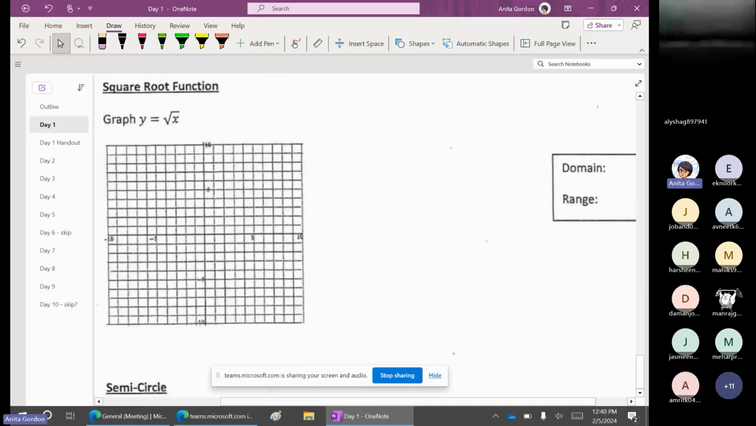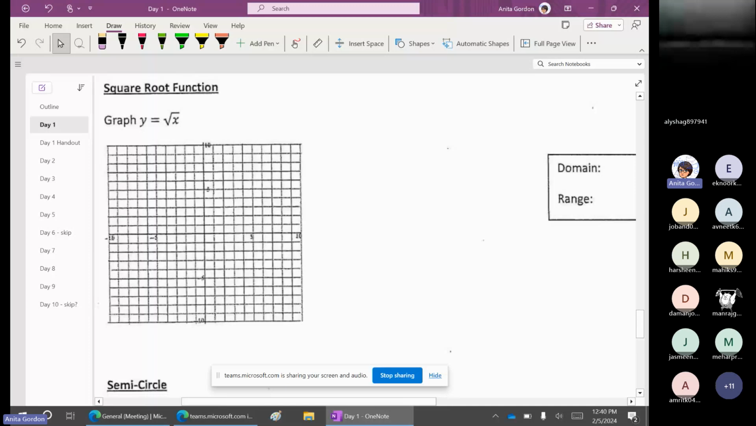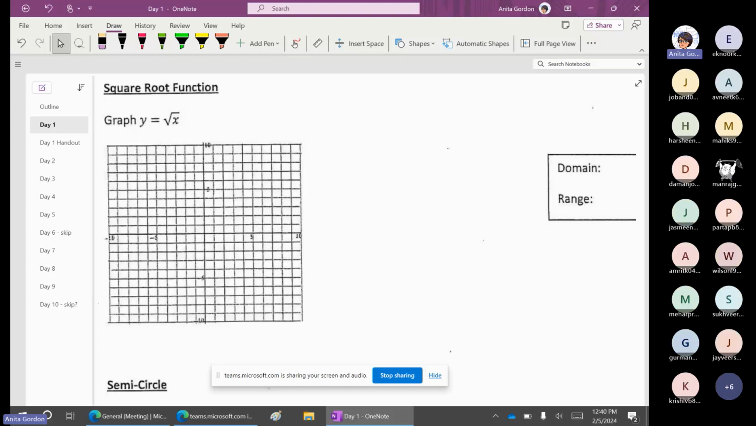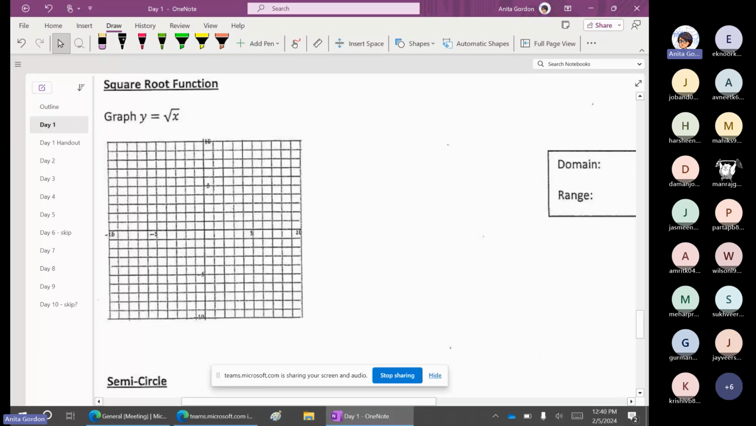So this is a square root function. Square roots are the inverse of a square. So y equals x squared gives us a smiley face parabola. The square root is the opposite. So what is the opposite of a parabola? It's an x root. So let's take some points and see what this graph should look like.